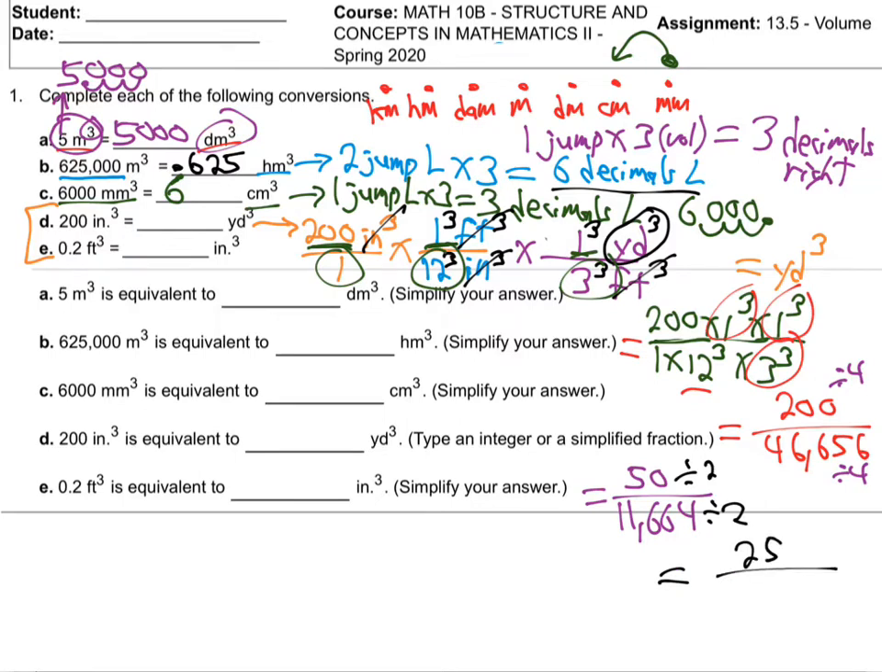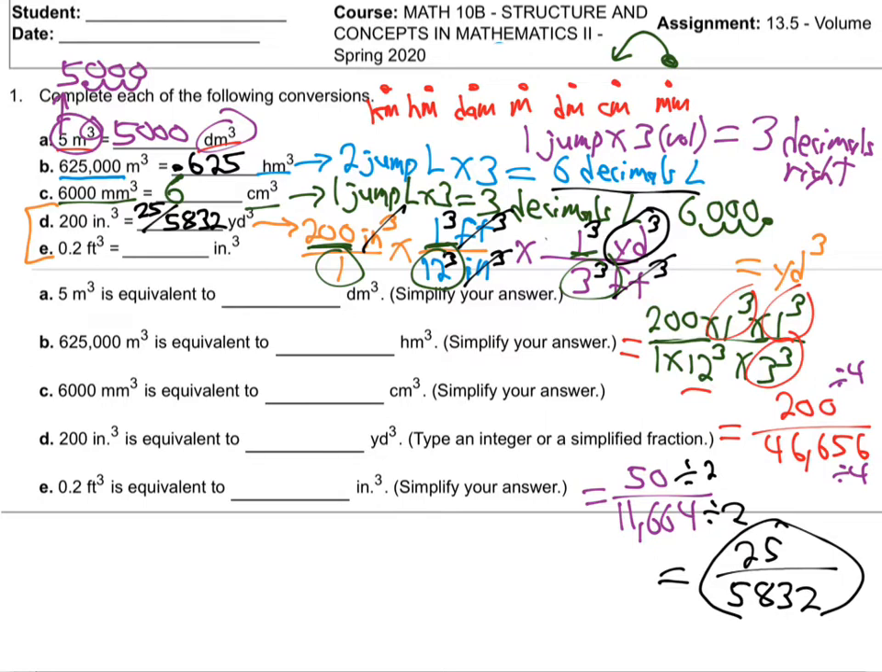And the bottom, 58.32. 58.32. And that's what they want. They want a fraction answer. So it's 25 over 58.32 cubic yards. That was a lot of work. Okay. Now, final problem.